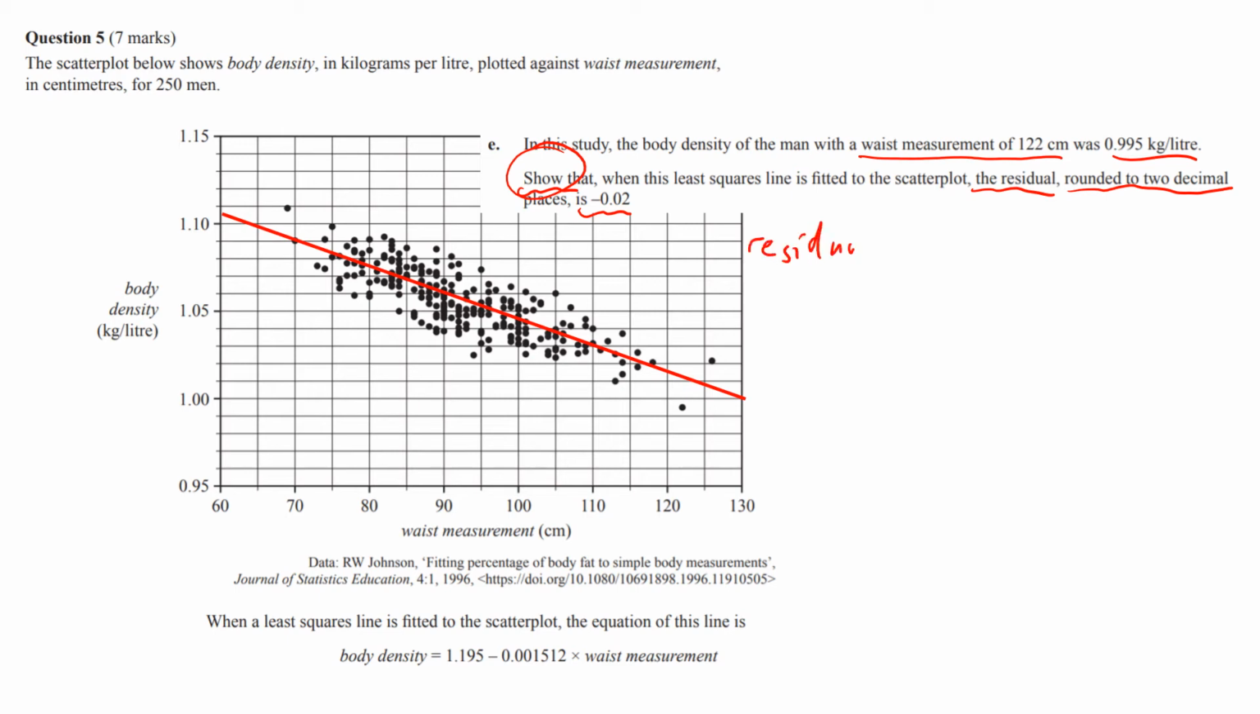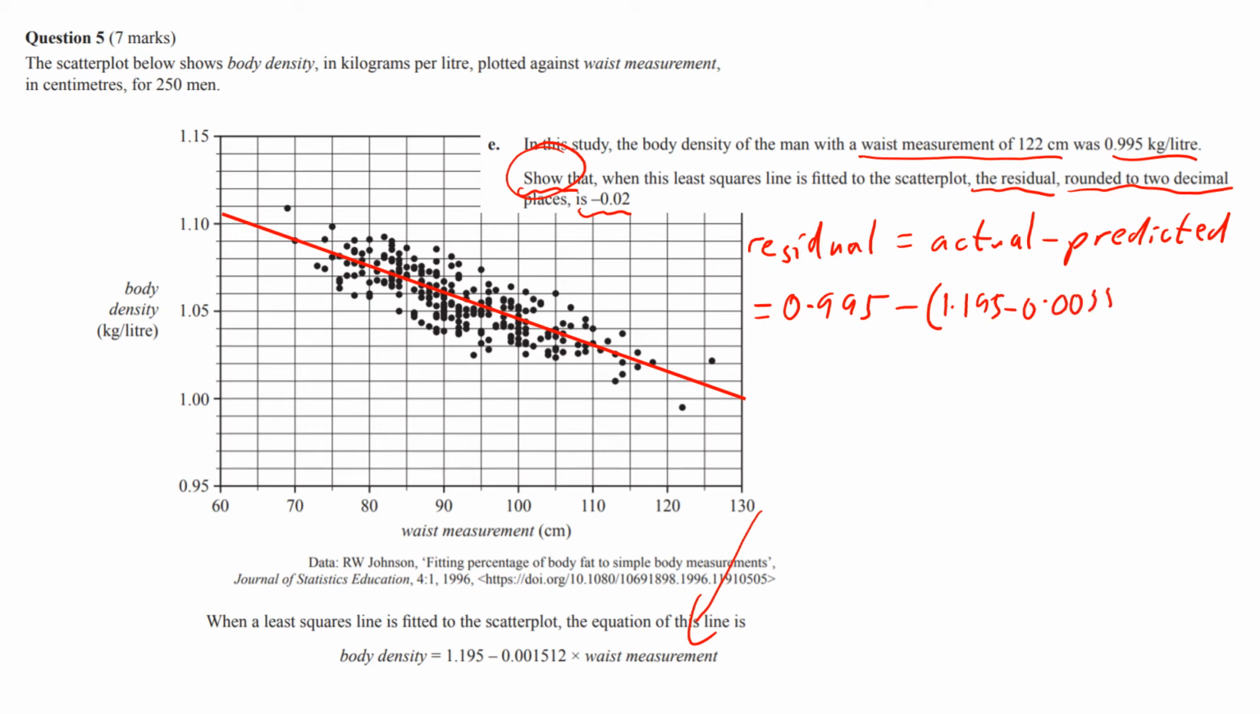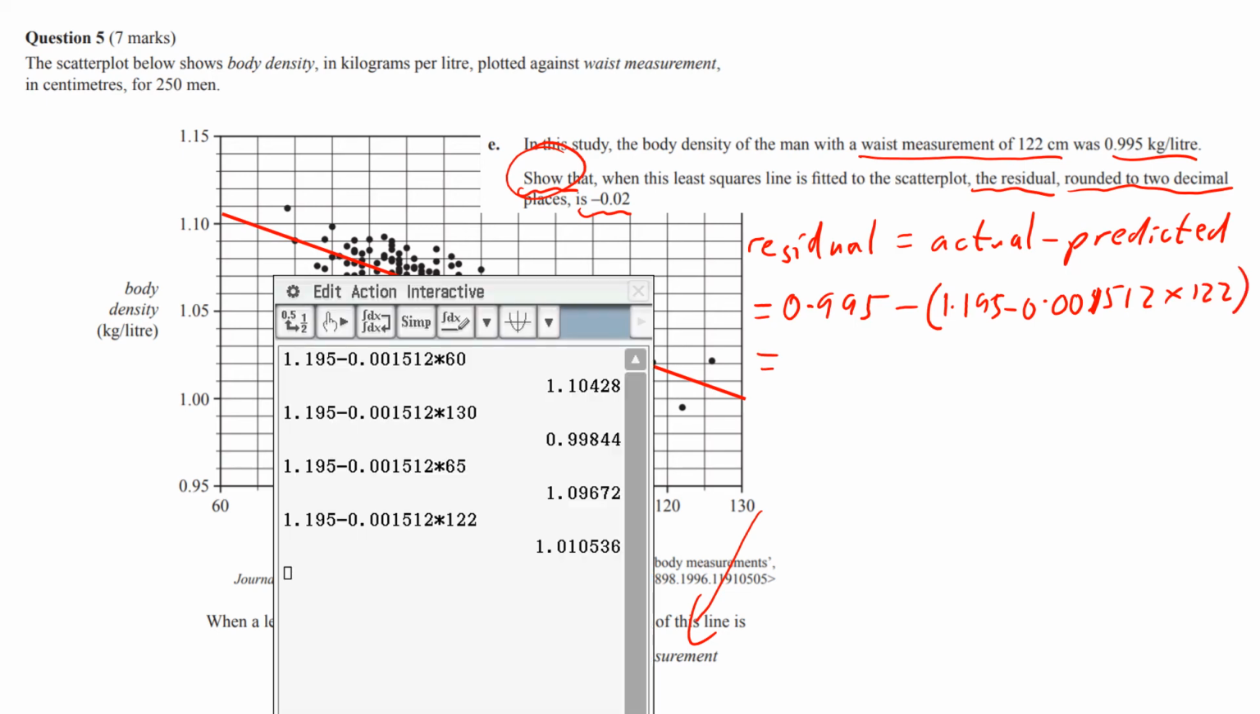Residual, and I think this is one of the few things on the formula sheet, equals actual minus predicted. Don't know if they wanted the whole formula on that. So that's going to equal 0.995 minus, and we'll put the brackets, and we're using the formula down there, 1.195 minus 0.001512 times 122. And what does that equal? Well, you get your calculator out for that.